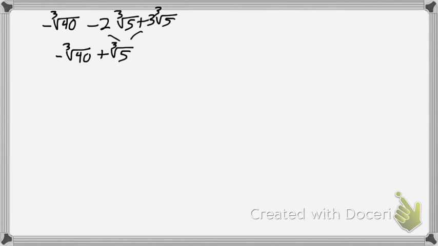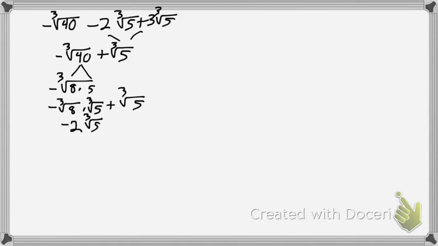And we get negative 3, and lo and behold, we have 8 and 5. So again, when we have those cubed roots, we want to look at numbers like 8, 27, 64, 125, because 2 cubed is 8, 3 cubed is 27, 4 cubed is 64, 5 cubed is 125. In this case, we have an 8. So we can go negative 3 times the third root of 8 times the third root of 5 plus the third root of 5. That gives me negative 6 cubed roots of 5 plus the cubed root of 5. So I have negative 5 cubed roots of 5, and that's my answer.